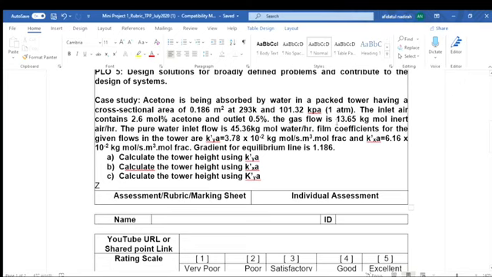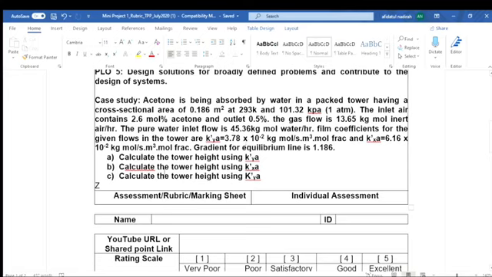The gas flow is 13.65 kmol air per hour. The pure water inlet flow is 45.36 kmol water per hour. The film coefficients for the given flows in the tower are K'ya equal to 3.78 times 10 to the power of negative 2 kmol per second m³ mole fraction, and K'xa is equal to 6.16 times 10 to the power of negative 2 kmol per second m³ mole fraction. The gradient for the equilibrium line is 1.186.